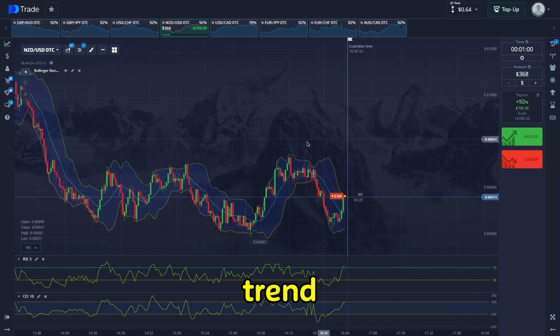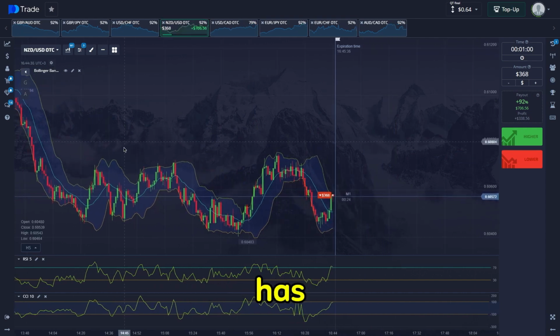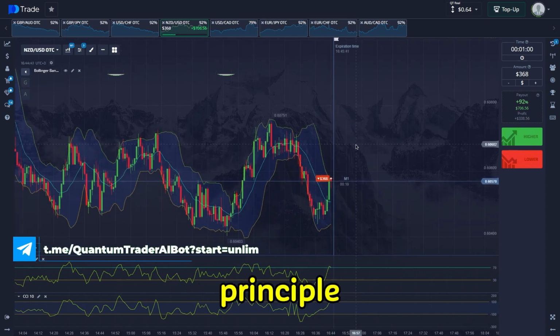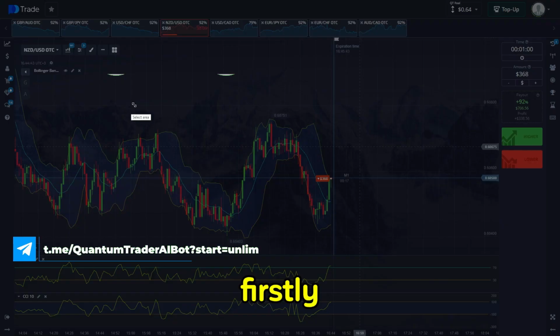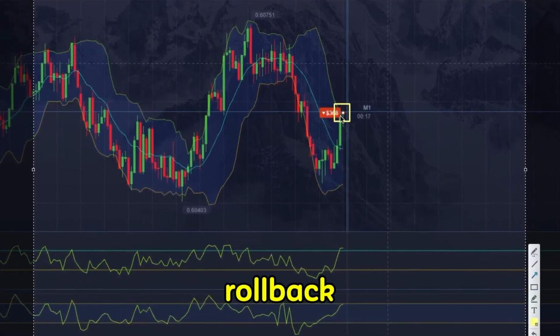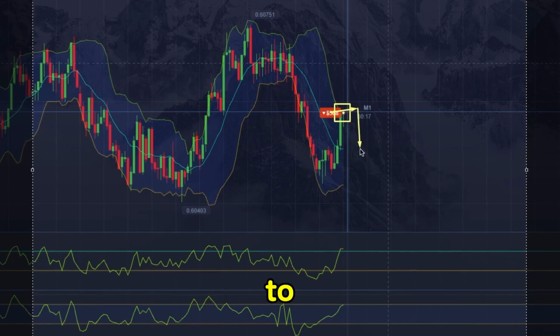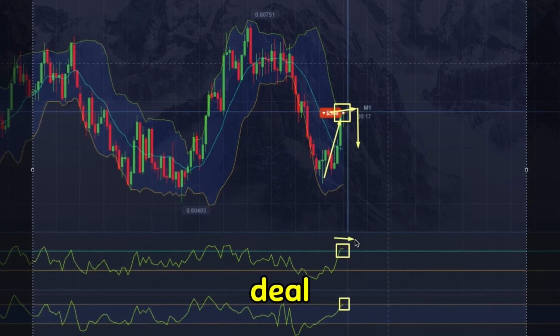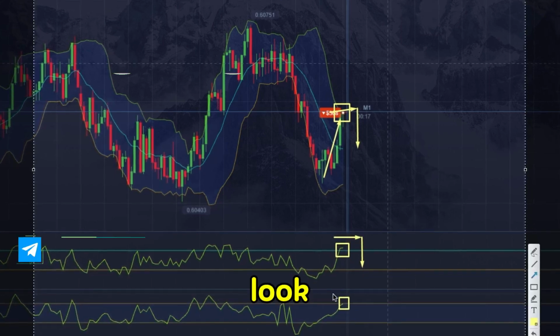The downward trend is greater, and this chart also has a flat mood. Our price does not have a pronounced trend, but in general, the principle is exactly the same again. Firstly, it is touching, forming a new price maximum after our price rollback. And we also continue to observe and wait for the exit from the overbought area. That is why we are opening a deal to decrease here. Let's look at the results.